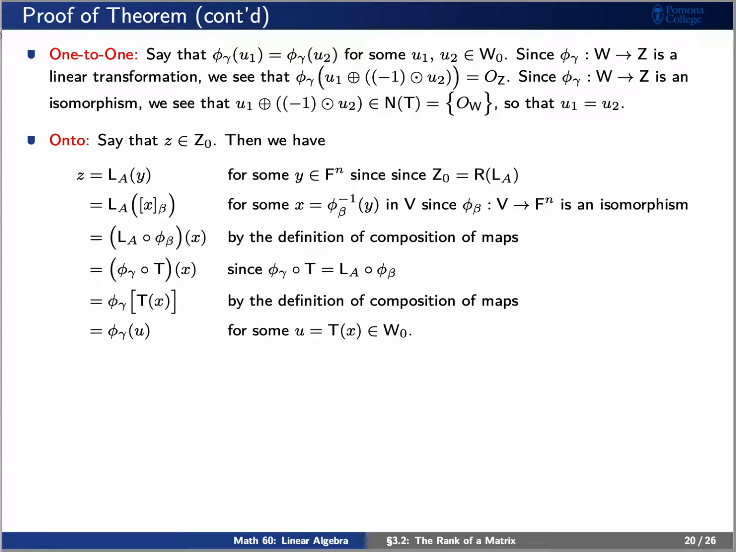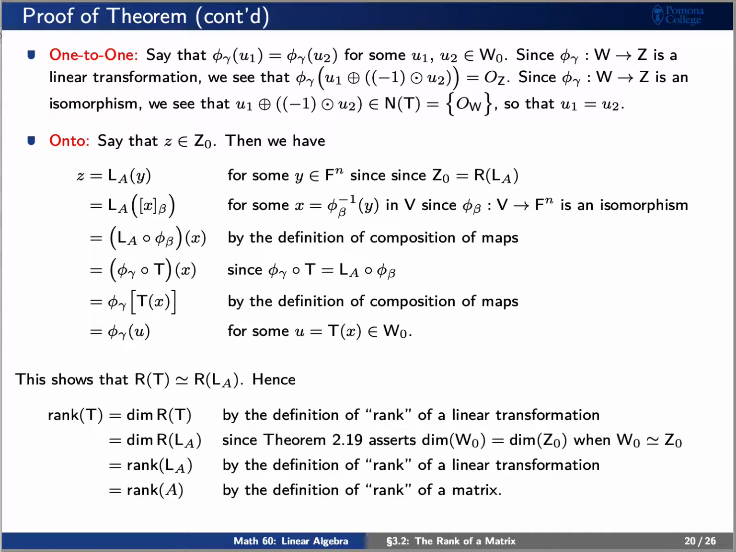Finally, we'll prove that our map phi sub gamma is onto. This means given an element z in our Z0, we must show that z is equal to phi sub gamma of u for some u in W0. But again, this is a matter of simply staring at the diagram that we had on the previous screen.